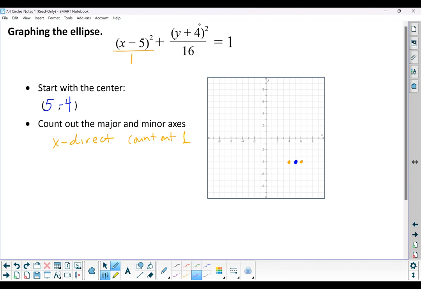Underneath the y part of my equation, I have a 16. That's a 4 squared. So in the y direction, I'm going to count out 4. 1, 2, 3, 4. 1, 2, 3, 4. And so we get this ellipse. When you're doing the ellipse on the assignment, I think there are a couple that ask about the domain and range of an ellipse. That will work exactly the same as for a circle.